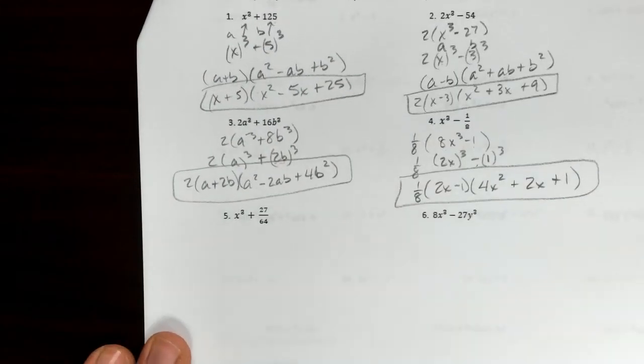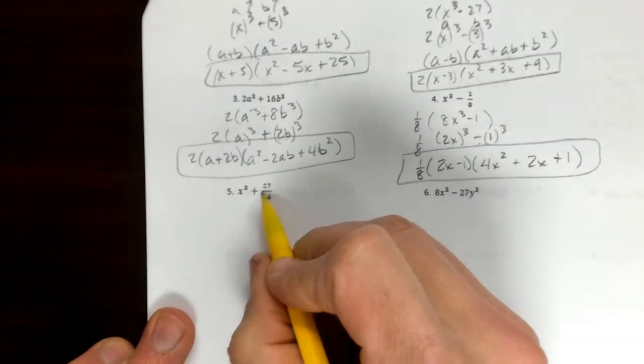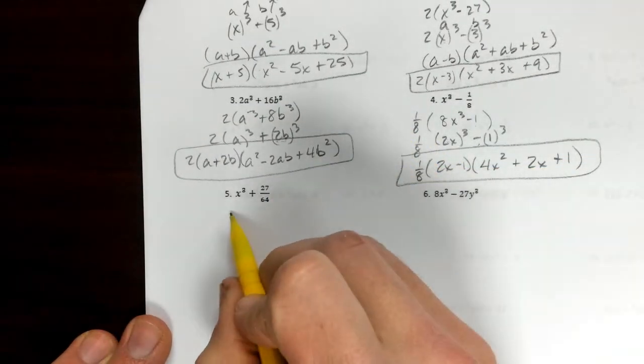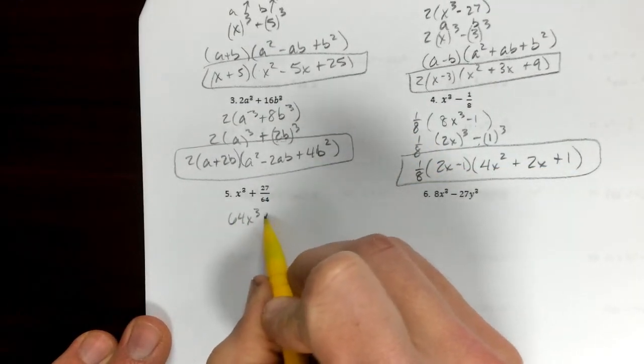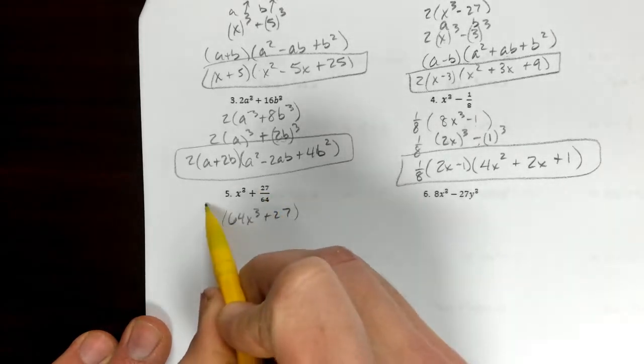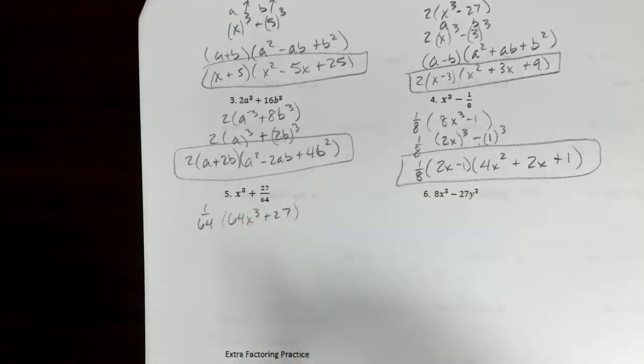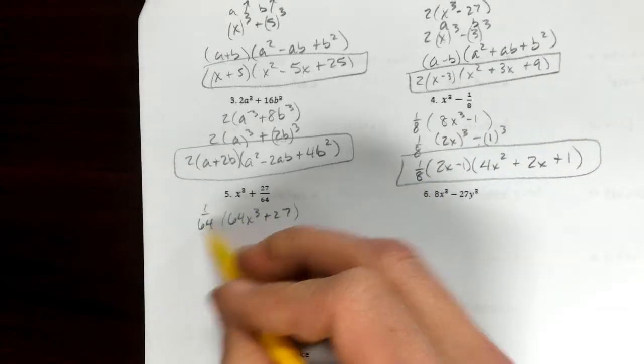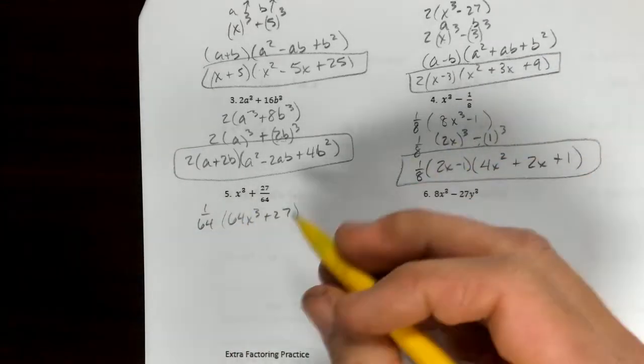Alright, so same thing on number 5, right? Number 5, I want to get rid of this fraction right here. So I'm going to say this is 64x cubed plus 27, right? We multiply this by 64, and then on the outside we'll multiply it by 1 over 64 so that it evens it out, because those just cancel out. So you're back to what you started with.